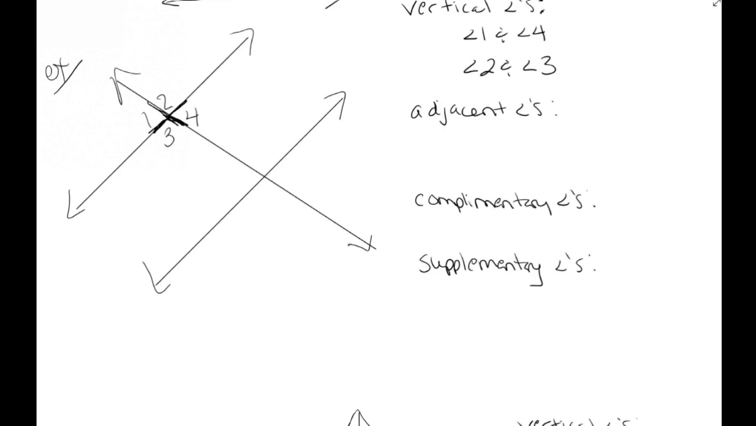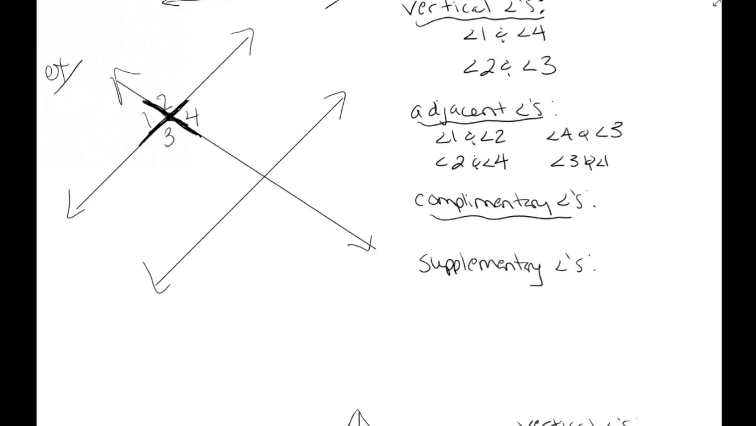Now let's talk about adjacent angles. Remember, adjacent angles are touching angles. So these would be angles like angle 1 and 2, angles 2 and 4, angles 4 and 3, and angles 3 and 1. Here they are sharing a vertex and a side. Or look at 3 and 4, they're sharing this side and this vertex.